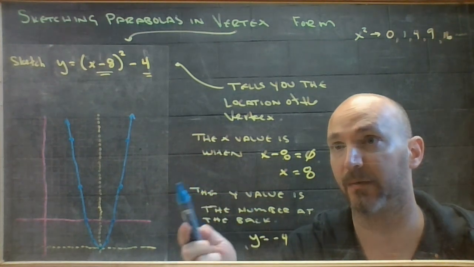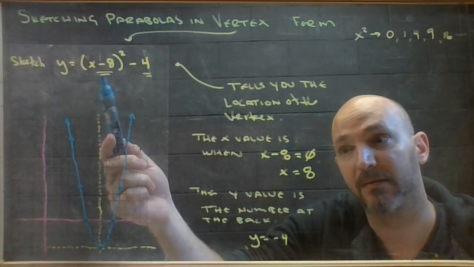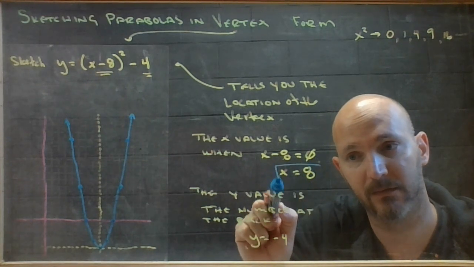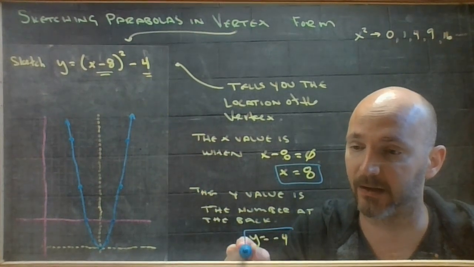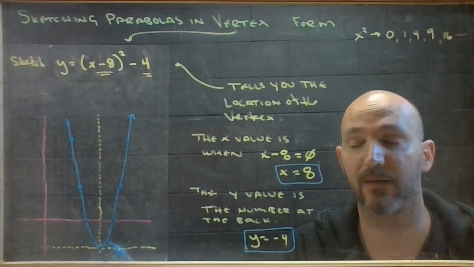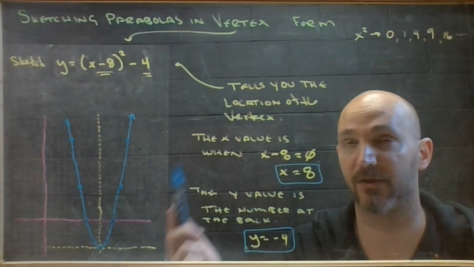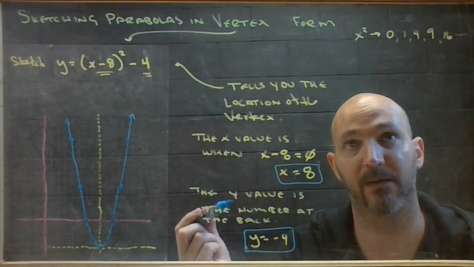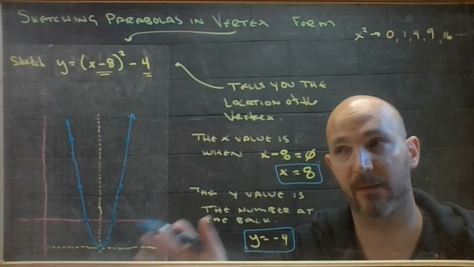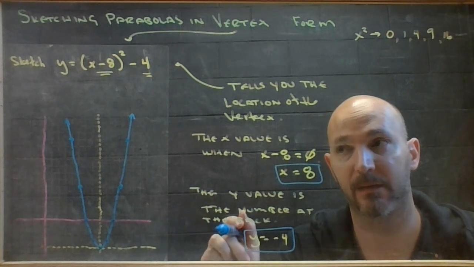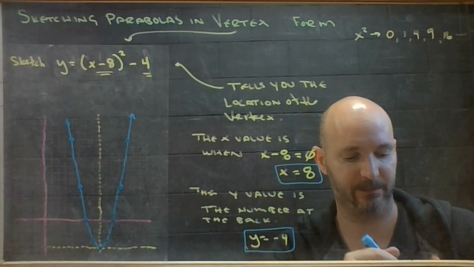Okay, so if you can set this thing to 0, like so, and you can read the number at the back, like so, then you can find the location of the vertex. And once you have that, it's just a matter of counting this pattern of squared numbers. We're going to clear this off. We'll try one that has a negative, and then we'll try one with a number in front and see how that goes.